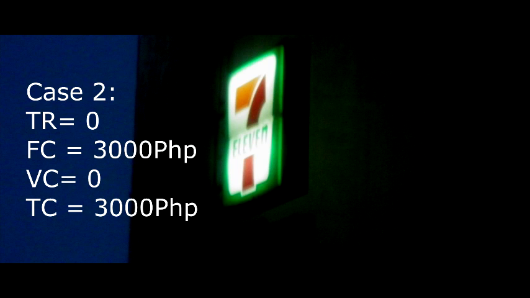Second example, the firm's total revenue is 0, fixed cost is 3,000 pesos, and variable cost is 0. The total cost is 3,000 pesos. The firm suffers a loss of 3,000 pesos because there is no total revenue. In this case, the firm will temporarily shut down until the total revenue covers the total variable cost.